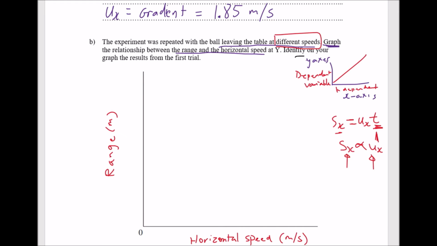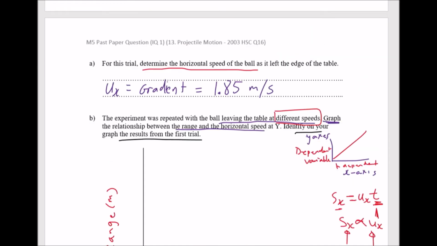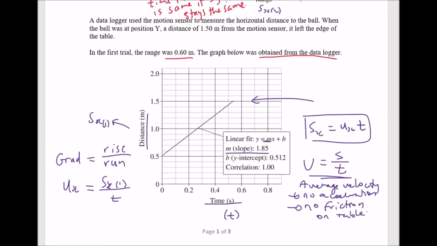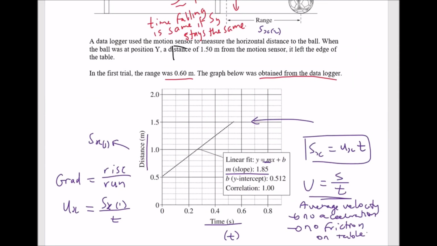Okay. It says, next bit, identify your graph, the results from the first trial. So from the first trial, we know 2 things. We know that the range was 0.6, and we know that the horizontal velocity was 1.85 meters per second.